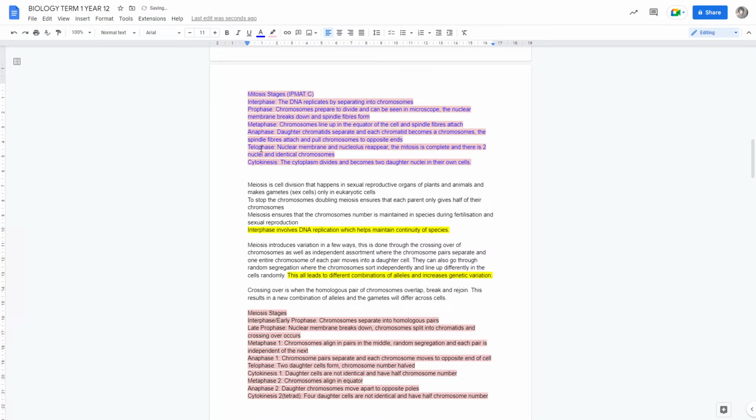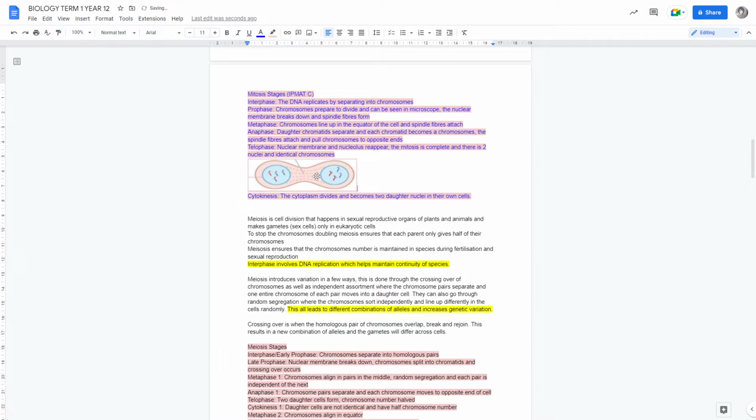Now in telophase, think about it: telephone, you're putting it down, the call is over. The nuclear membrane and nucleolus reappear. The mitosis is complete. But we have two nuclei and identical chromosomes, but the cytoplasm is still together. So we're going to be drawing that as something like this. That's what it'll be looking like. Mitosis is complete, the cytoplasm is still together. Those lines in the middle are spindle fibers that have broken down.